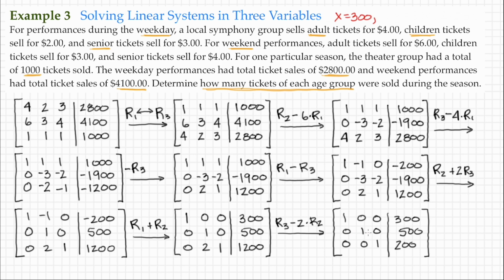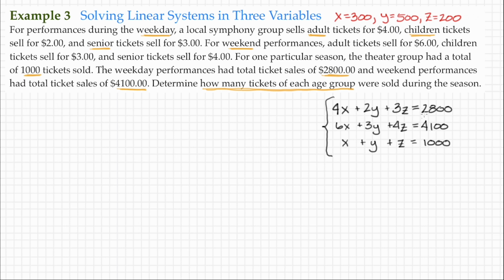For our linear equation here, this would be y. That means y is equal to 500. And of course, y represents the children tickets. So y is equal to 500 children tickets sold. And finally, z, which is this one down here, z is equal to 200, and z equals our senior tickets sold. So z is equal to 200 senior tickets sold. So now we're going to check this. We're going to plug these values back into the original linear system to see if it satisfies all the equations.